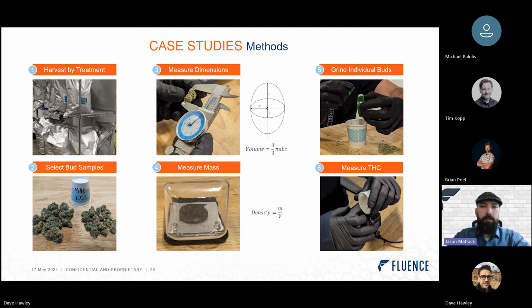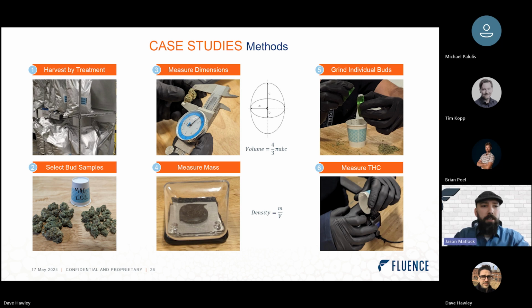Our goal is to understand how ICL affected the allocation of flower to each of those bins, so that we can ultimately evaluate whether there's an effect on the total value of the harvest. As Brian mentioned, if we produce more of the higher value material, then that same harvest is worth more than if that distribution was different.